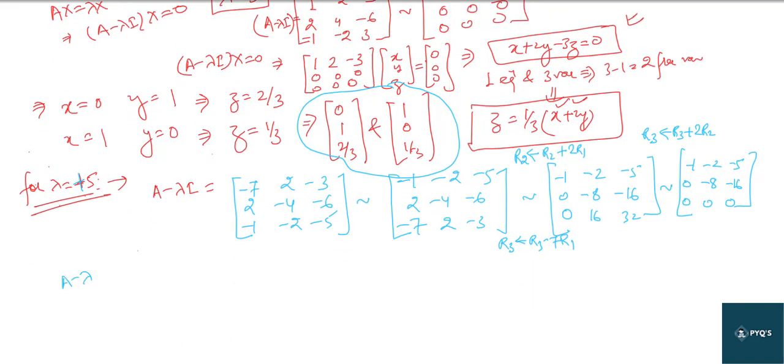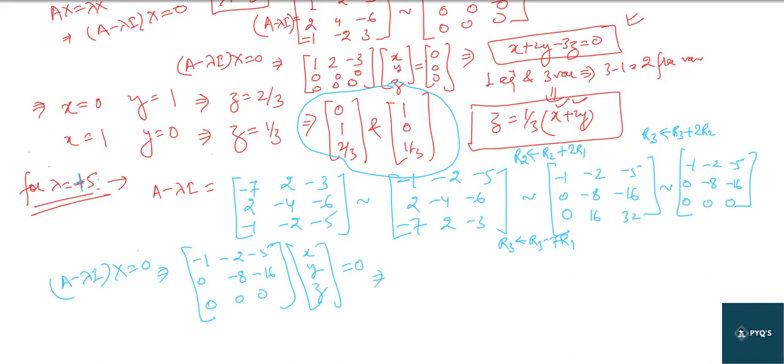Now I have to find (A minus lambda I) times x equals 0. Multiplying this with x, y and z, we'll get two equations: one is x plus 2y plus 5z, cancelling all the negative parts, and the second equation is 8y plus 16z equals 0. So from here I can see that y equals minus 2z, and if you put this y equals minus 2z, I'll get minus 4. Then I'll have x plus z equals 0, so x equals z.